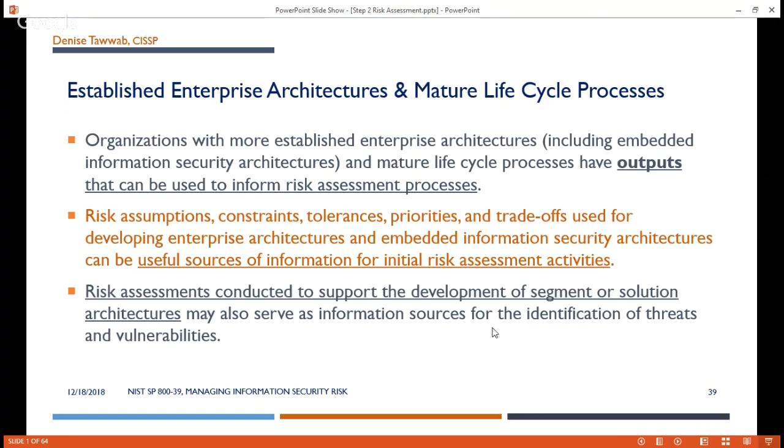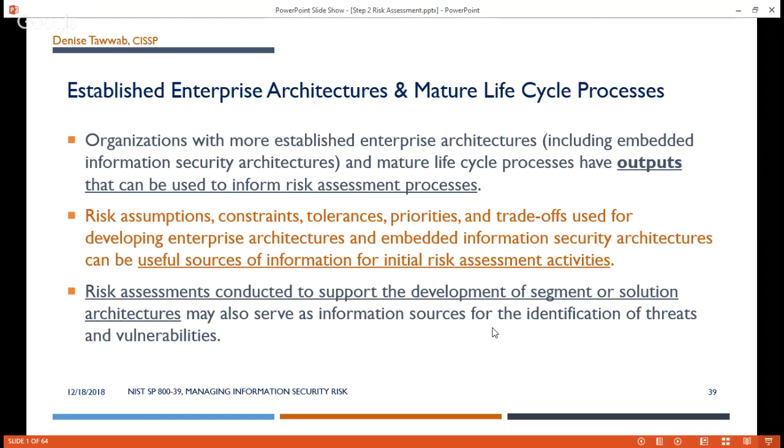Establish enterprise architectures and mature lifecycle processes. Organizations with more established enterprise architectures that include embedded information security architectures and mature lifecycle processes have outputs that can be used to inform risk assessment processes. Risk assumptions, constraints, tolerances, priorities, and trade offs used for developing enterprise architectures and embedded information security architectures can be useful sources of information for initial risk assessment activities.